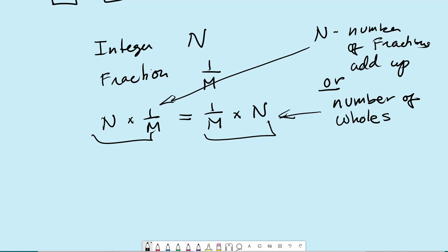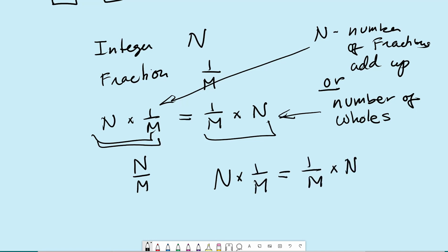Another way to write this, though, as we saw previously, is when we take n times 1 over m, we have n over m. So let's write this out again. n times 1 over m equals 1 over m times n, and these both equal n over m, which is just taking n wholes and dividing into m. Okay, so that was a more general way of saying the same thing we saw in the example.